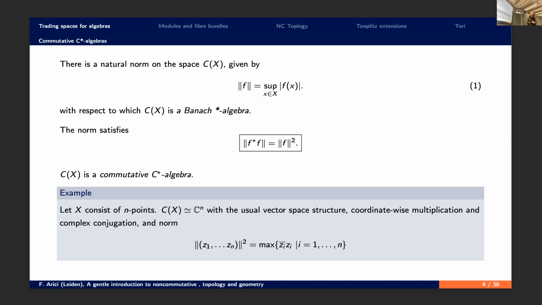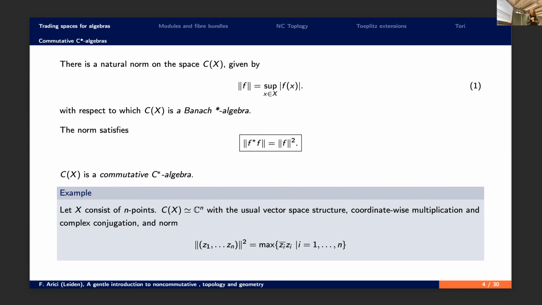Then the analysis comes into place. So we can put a norm on this algebra, and this norm is given by the sup norm. So by looking at the supremum of all the values that the function obtains. Here X is compact, so it would actually be max. But the reason why I wrote it like that is because it's more suitable for generalization. And with respect to this norm, C of X is a Banach star algebra, meaning that it's an algebra with a norm and it is complete with respect to the topology induced by the norm.